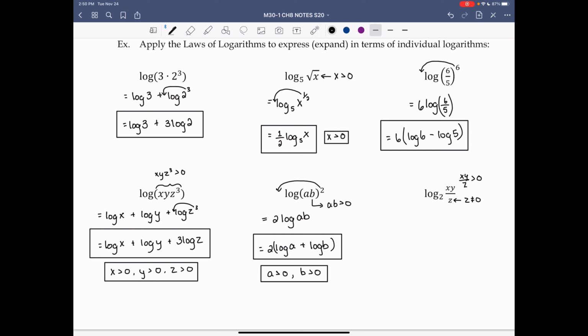Let's apply the log laws. I'm going to do the division first. I see that I have a product on the top, but I also have a quotient, so I'm going to do the quotient law first. I get log base 2 of xy minus log base 2 of z. Then I can apply the product rule, and I get log base 2 of x plus log base 2 of y minus log base 2 of z.